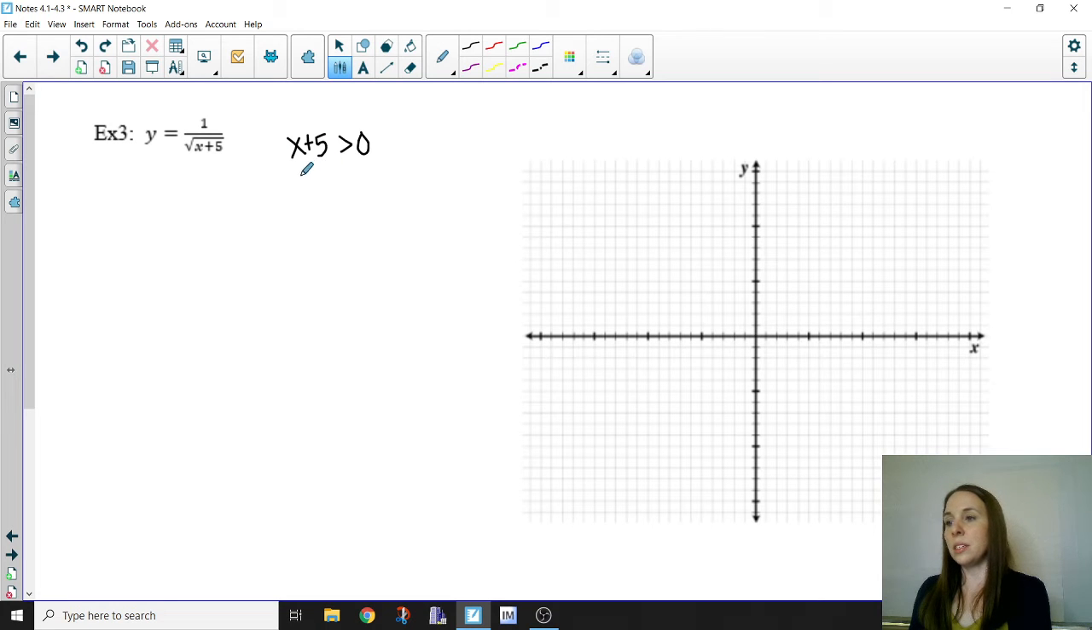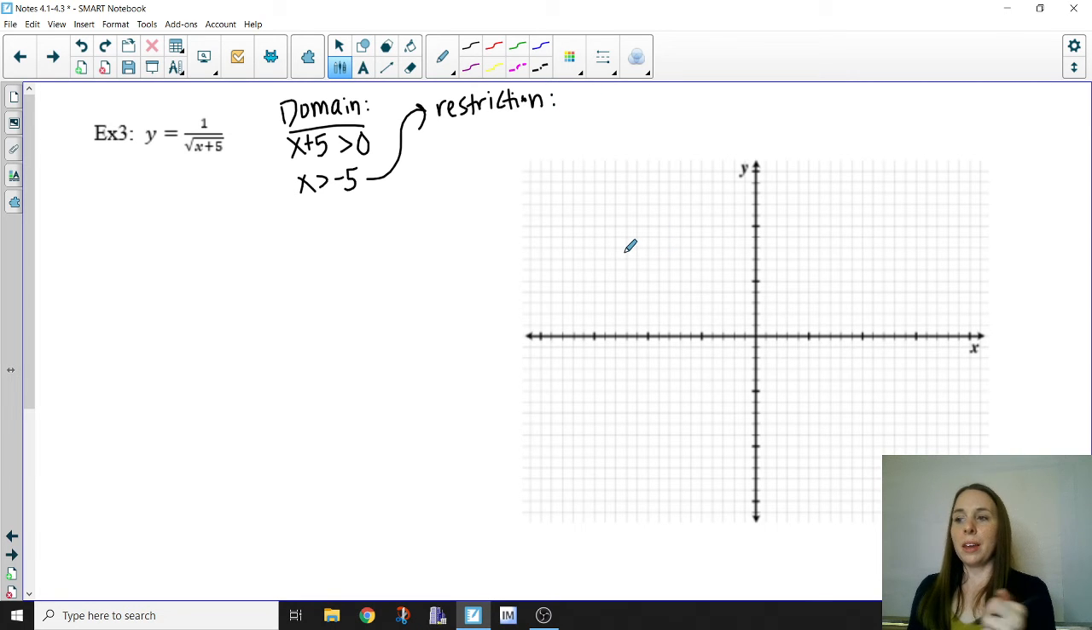And this is a really easy solve. Subtract 5 on each side, and you get x has to be greater than -5. And that's actually the domain of the function. What we just found is the domain. We found what we're going to allow x to be. Okay, so what's that mean for our restriction? That means x can't be anything that is not greater than -5.